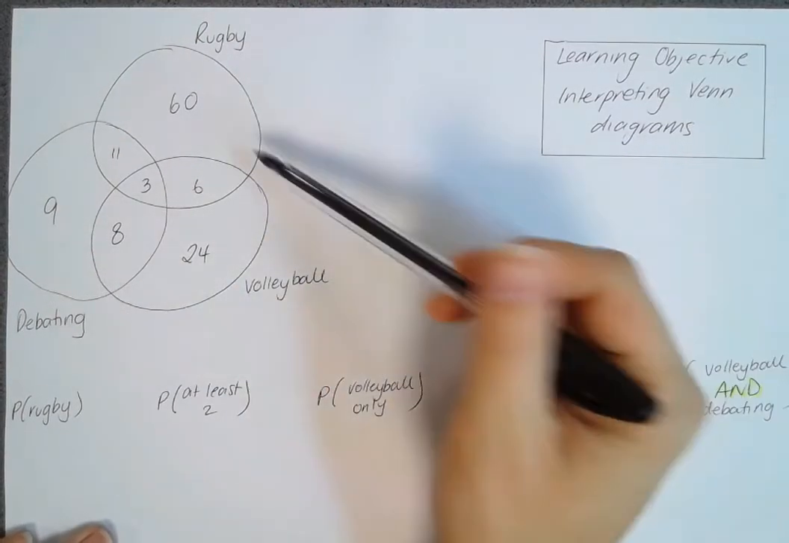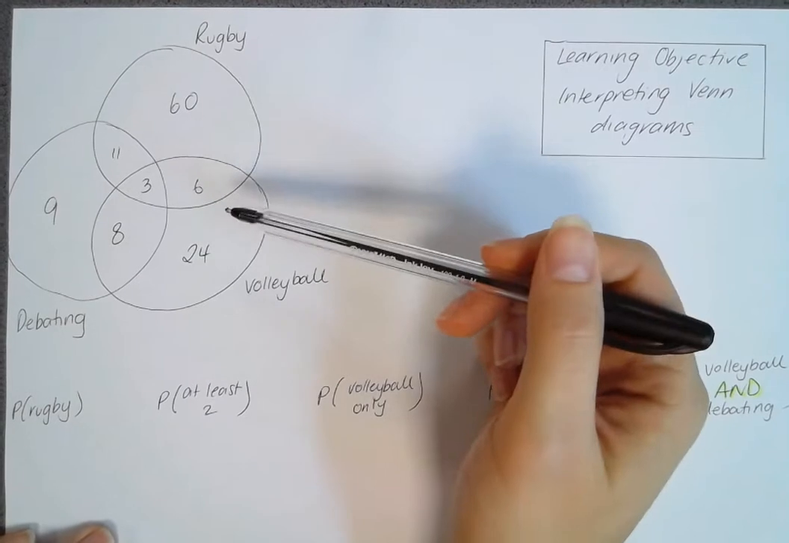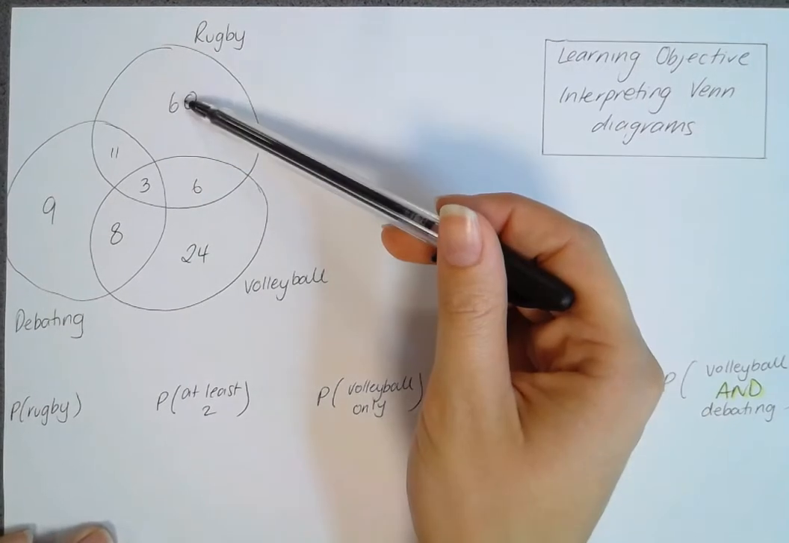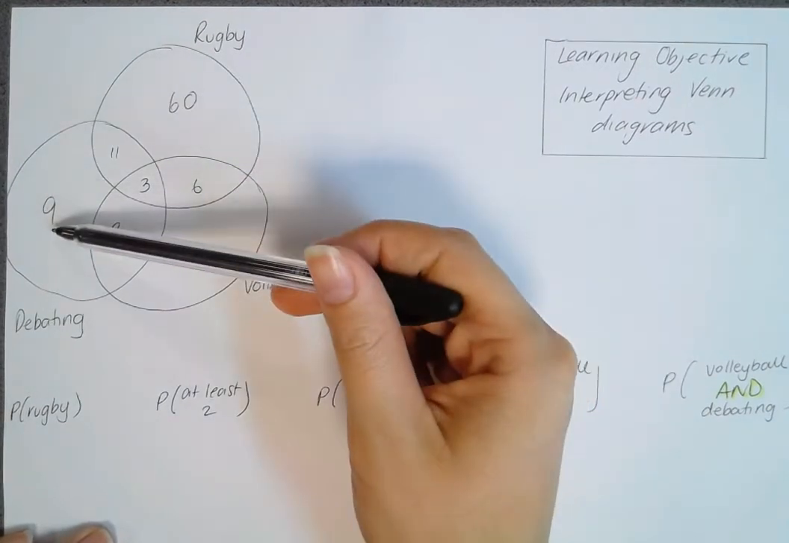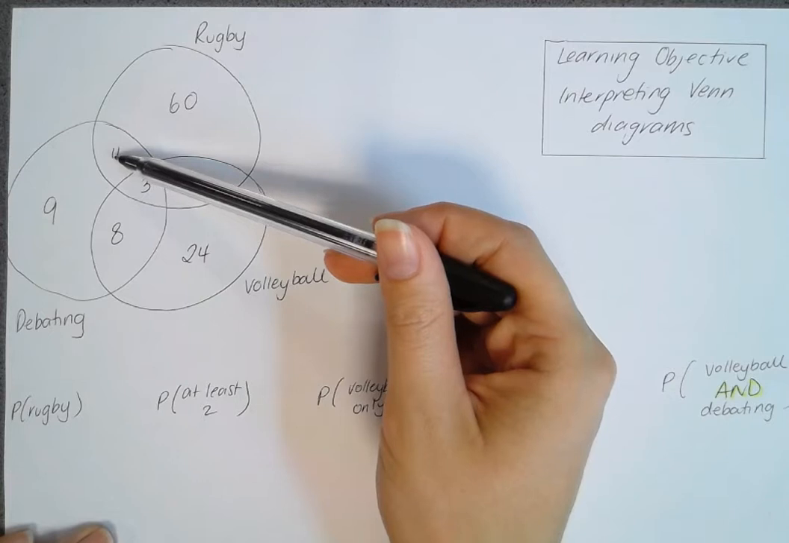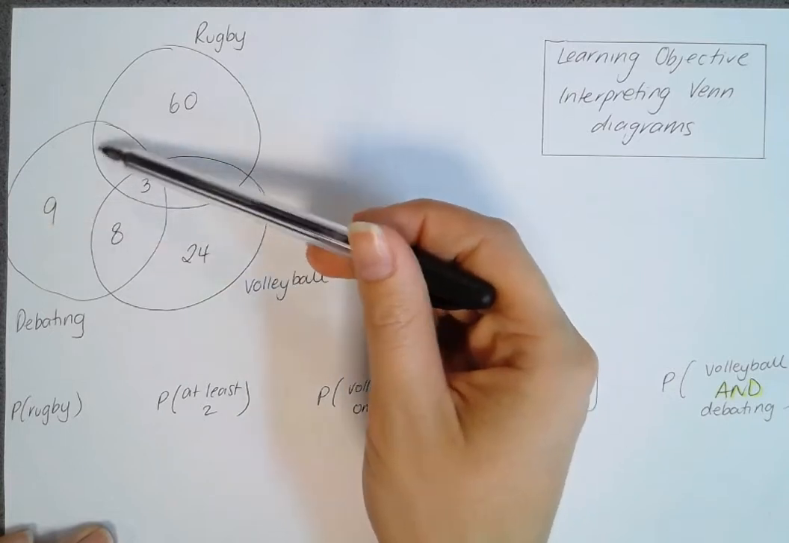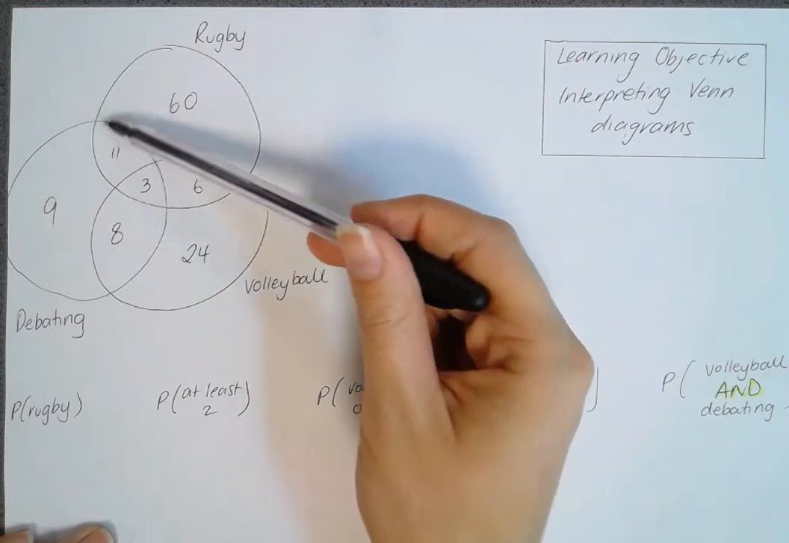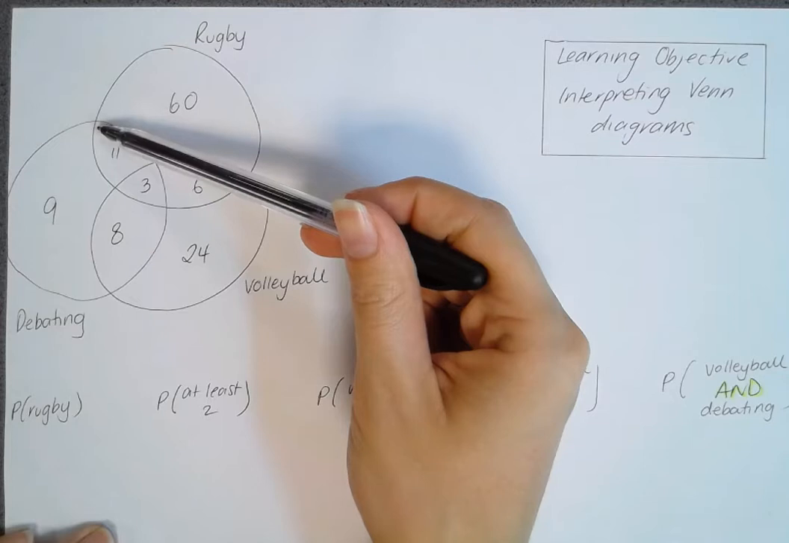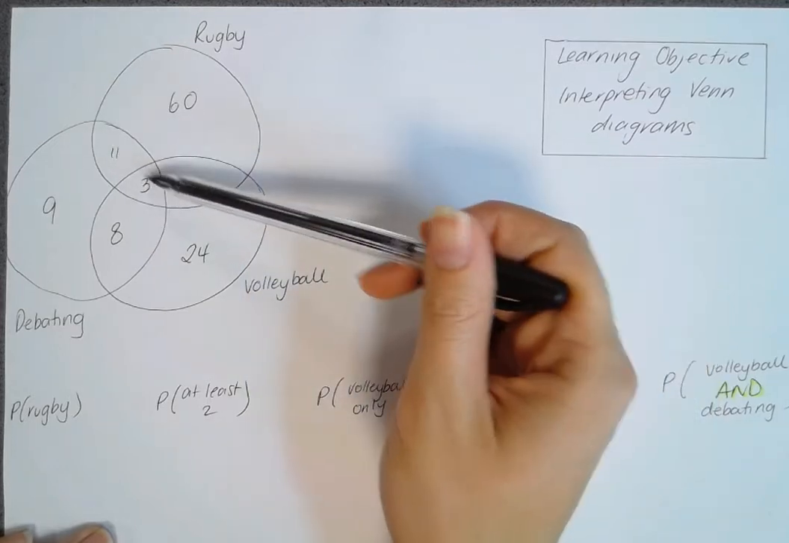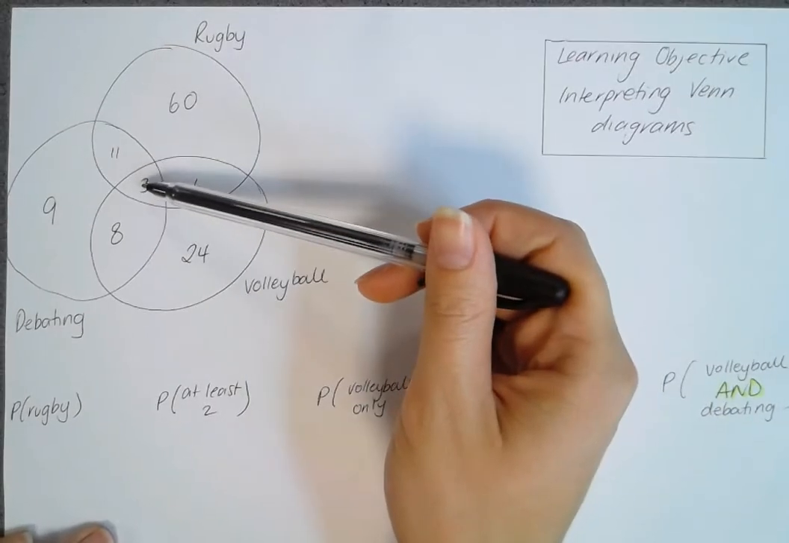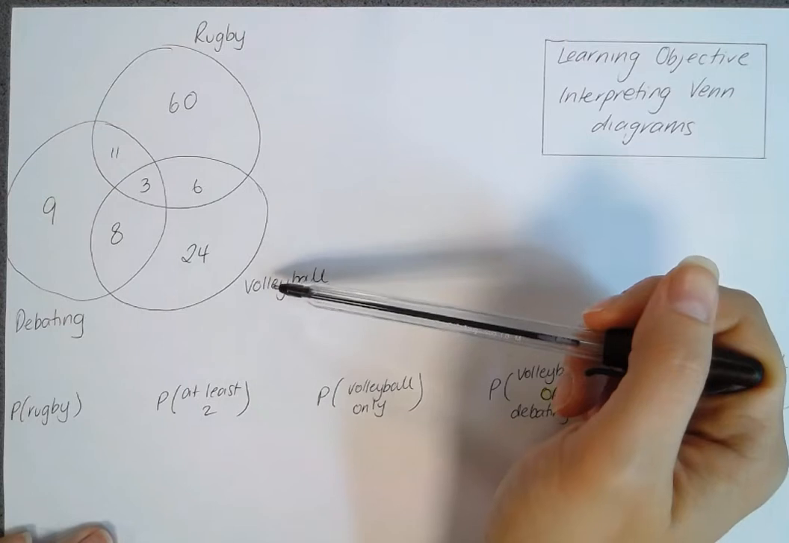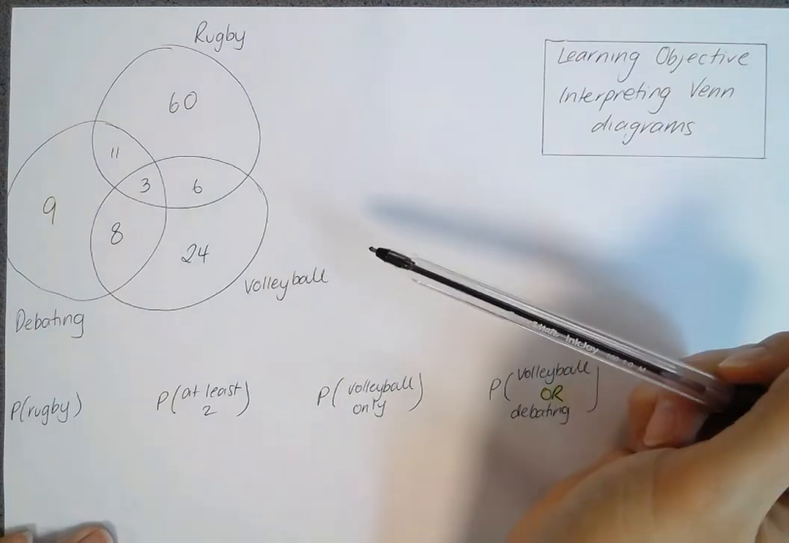Now if we have a look at where the circles intersect or join, we've got kids who've done rugby, we've got kids who've done debating, but we've also got kids who've done rugby and debating. Alright, so these kids have done both and they fit into the intersection between those two circles there. If you have a look at this group of kids here, 3, that means they actually fit into all 3 categories. They've done all 3 co-curriculars.